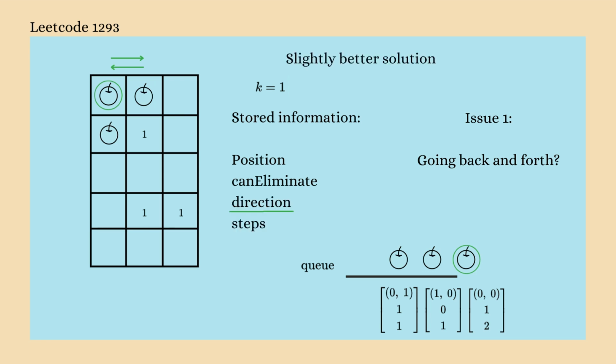The way to solve this issue is by adding another variable to the stored information, which is the direction variable. After we have the direction variable, we verify at each step that we do not turn 180 degrees. In other words, if the previous direction was going right, we will not consider going left as a possible direction. So including the direction variable is our slightly better solution.